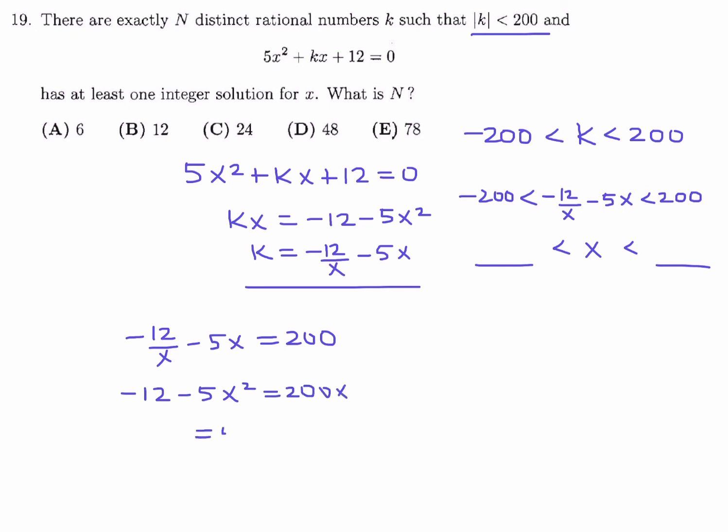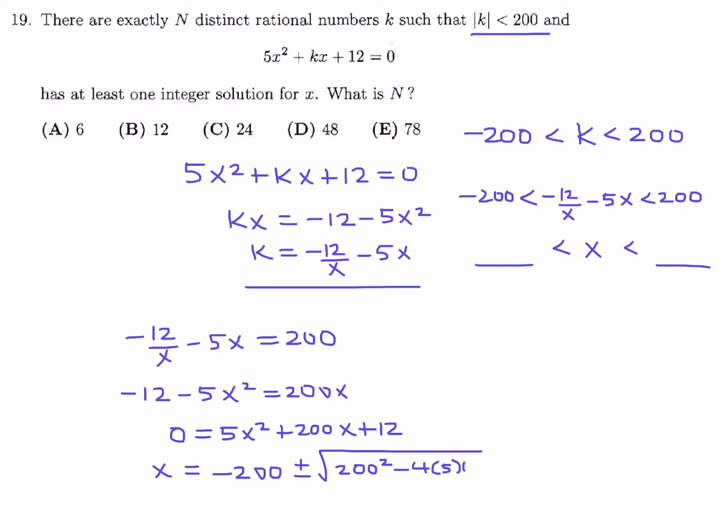Put everything on one side, and we get 5x squared plus 200x plus 12 is equal to 0. We have to use the quadratic formula, and when we do, we get minus 200 plus or minus the square root of 200 squared minus 4 times 5 times 12, all over 2 times 5. And when you crunch out these numbers, you get about minus 39.9. And there's one other root, but this is the one that's going to help us. So that means that it's going to be less than minus 39.9.